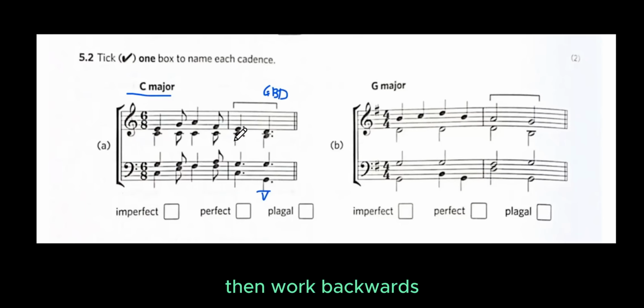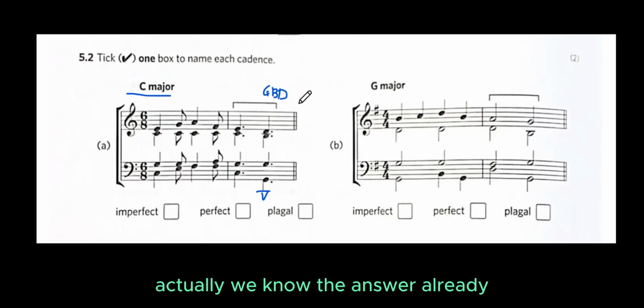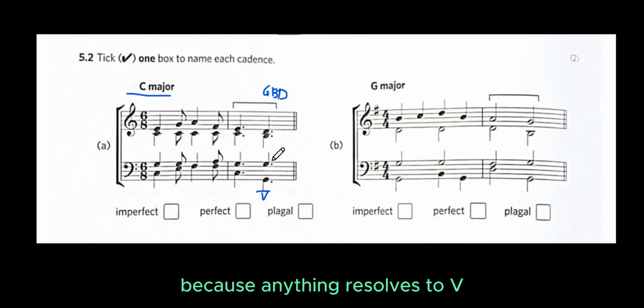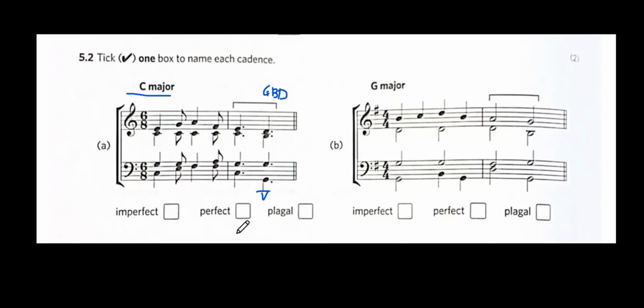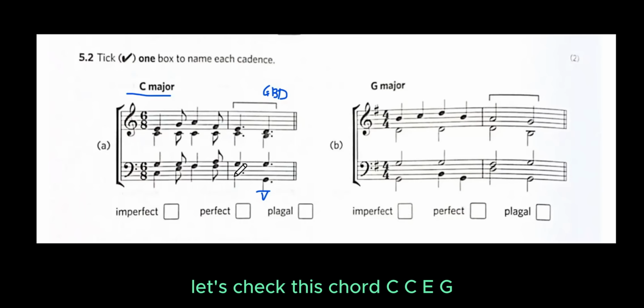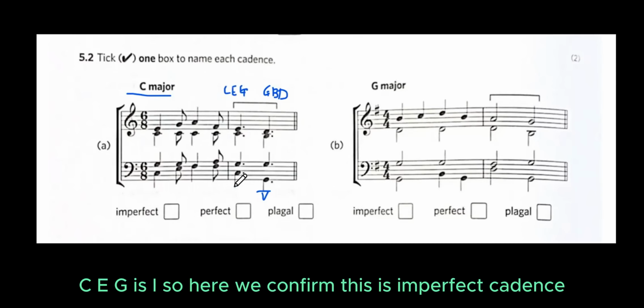Then work backwards. Actually, we know the answer already because anything that resolves to 5 will be an imperfect cadence. Perfect will be 5 to 1 and plagal is 4 to 1. But in order to confirm it, let's check this chord. C, E, G. This is a C, E, G chord. C, E, G is 1. So here we confirm this is an imperfect cadence.